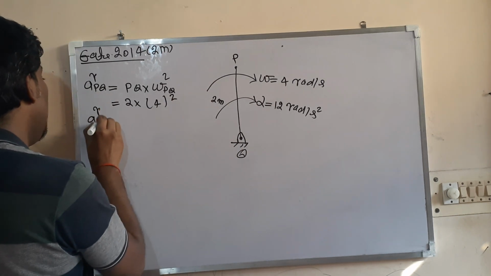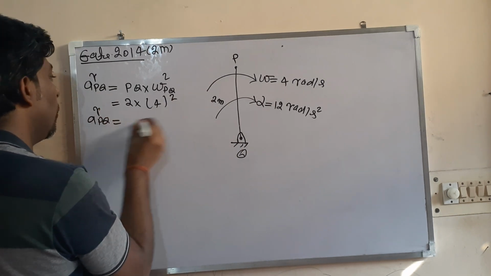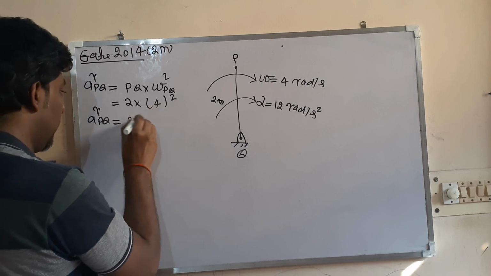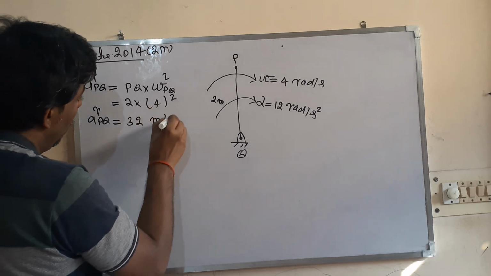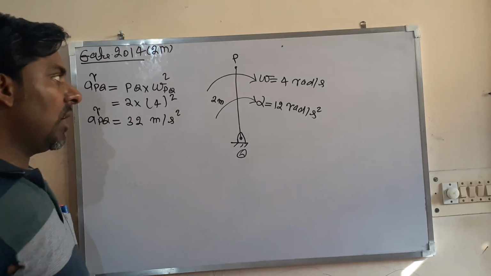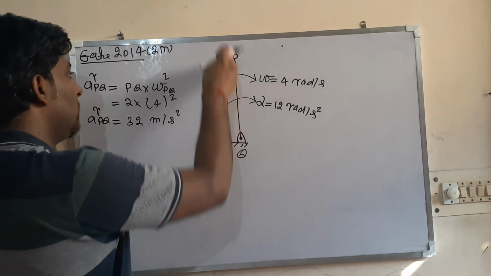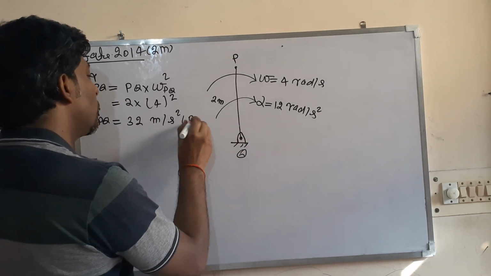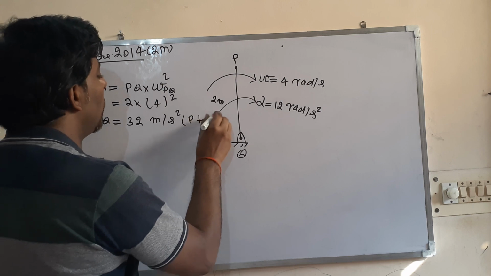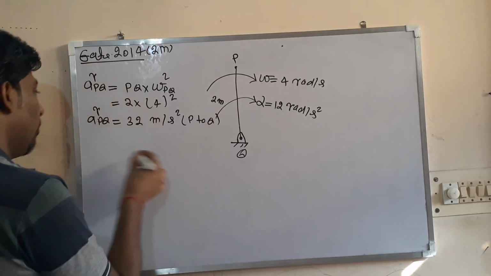So I am getting AR PQ is equal to 4 fours are 16, twos are 32, so 32 meter per second square. And what will be its direction? Radial is always toward the center, so that will be P to Q.